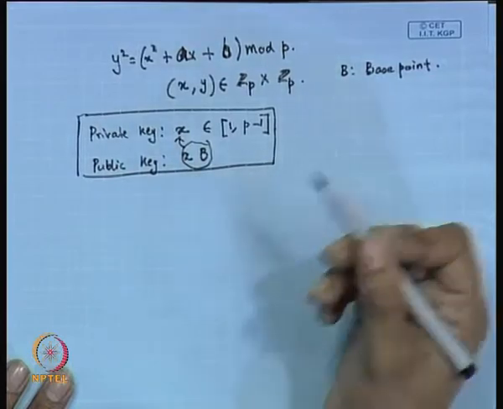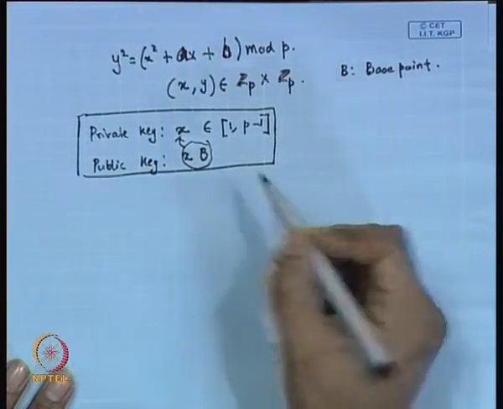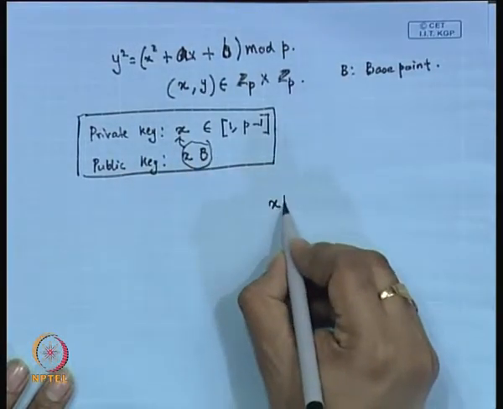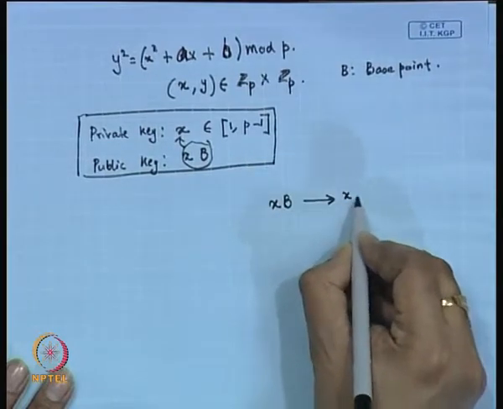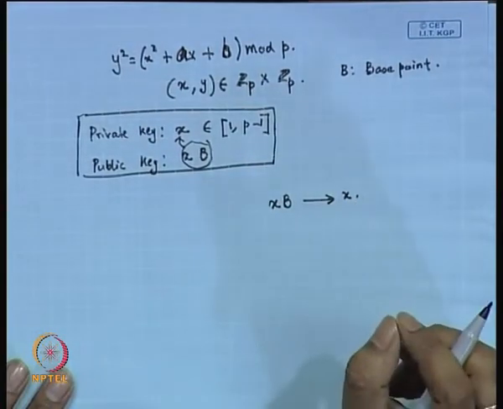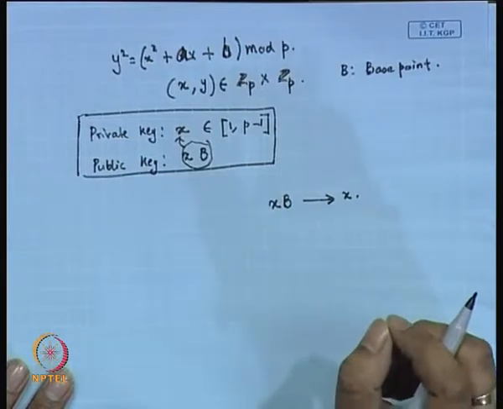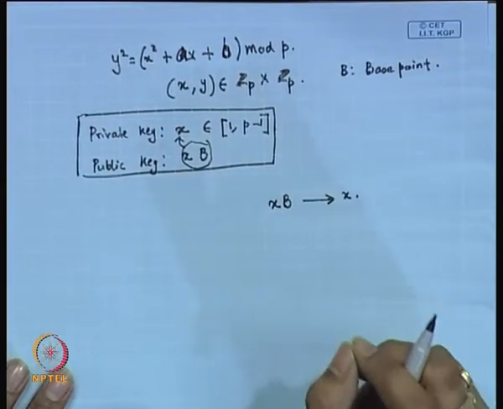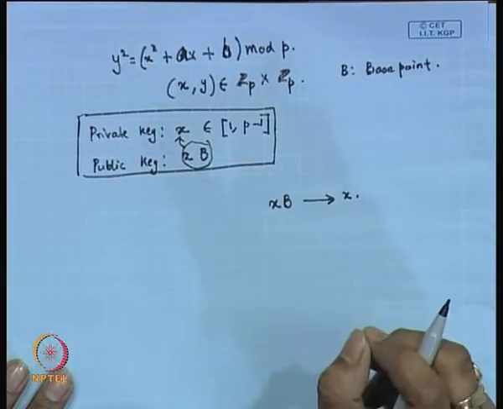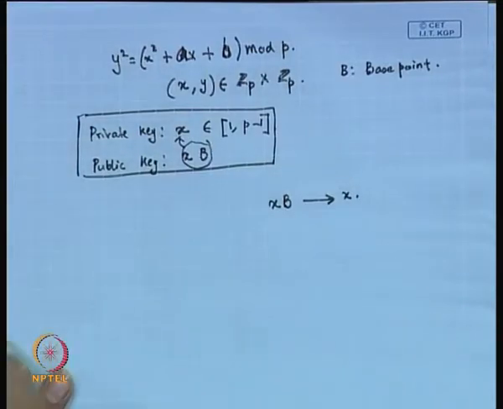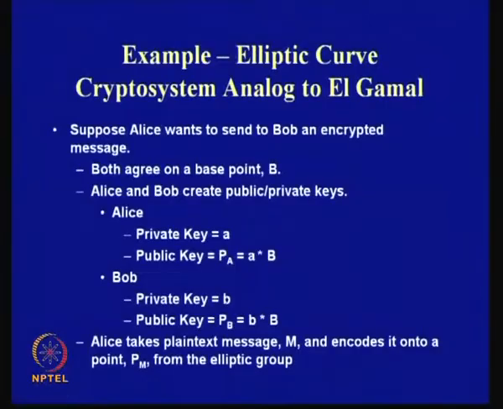So, the repeated additions will give you x into b, and this problem of getting x from x b is the basic assumption, the central believed-to-be mathematically difficult problem on which elliptic curve cryptography relies. Anyway, I will come to that in more detail. At least first of all, see how we do the basic encryption operation.